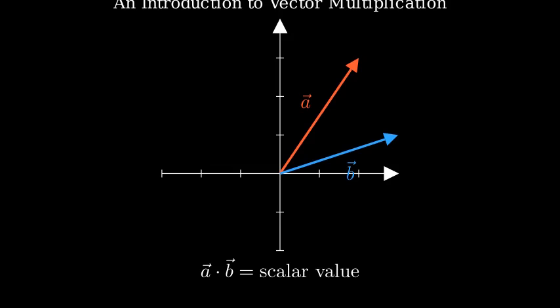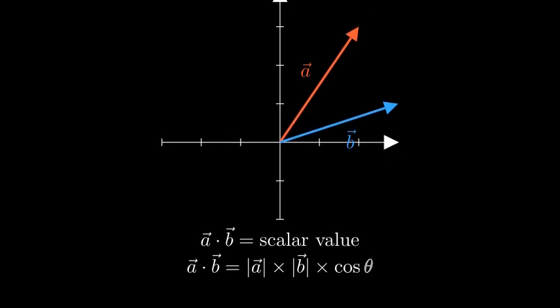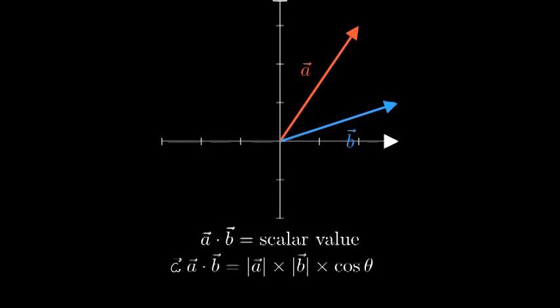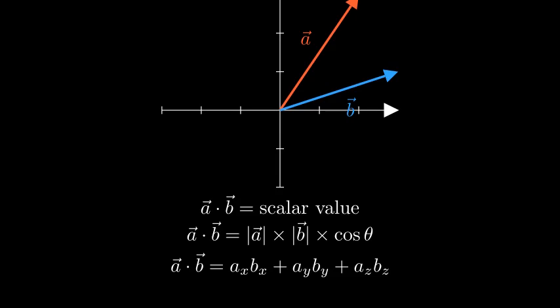There are two equivalent ways to calculate the dot product. The first formula is the product of the magnitudes of the two vectors and the cosine of the angle between them. The second formula is for vectors in component form, where we multiply corresponding components and then add them up.